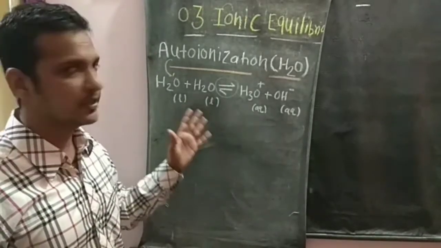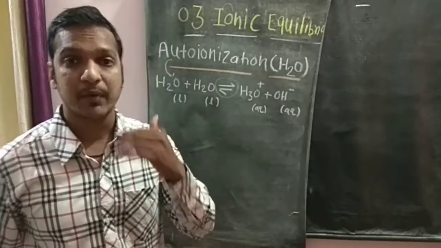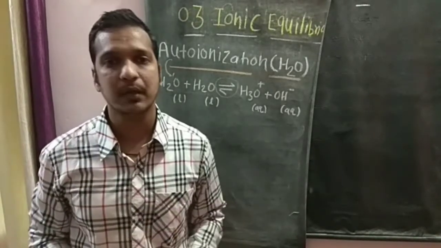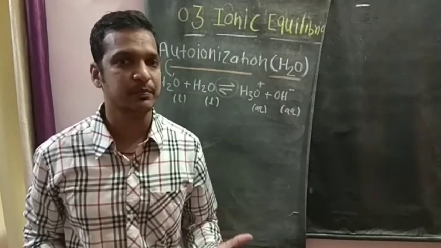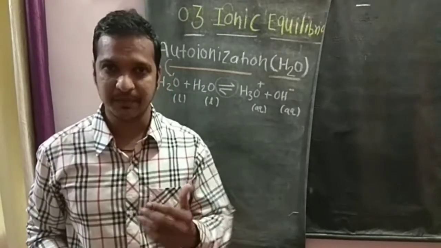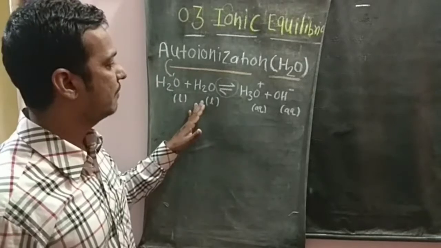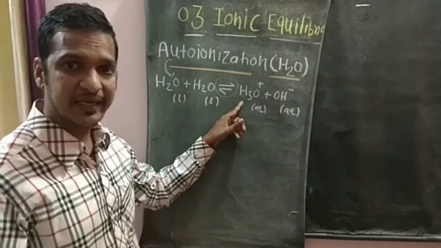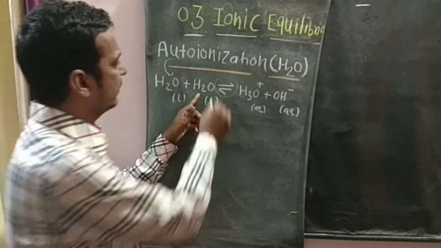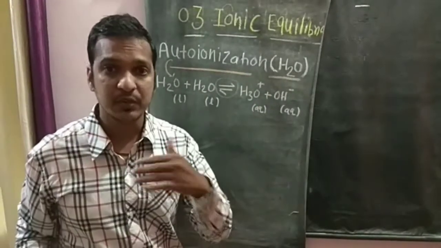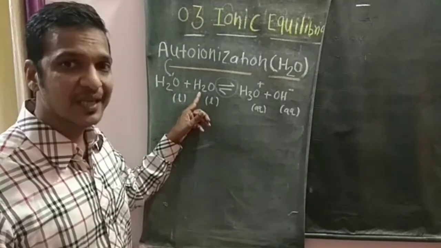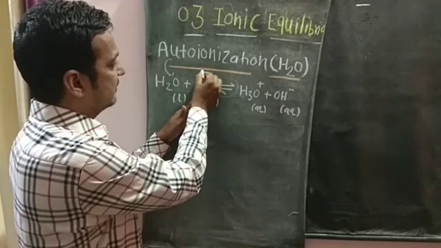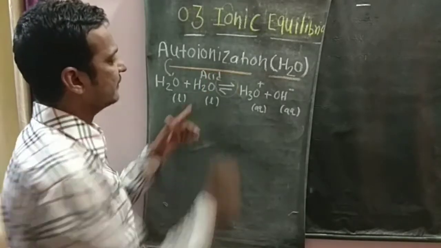Now, in the case of ionization of water, we can apply Bronsted-Lowry theory. According to Bronsted-Lowry theory, acid is a proton donor, H plus donor, and base is a proton acceptor, H plus acceptor. Here one water is converted to OH minus by losing H plus. It gives H plus, that is why this water molecule is called acid.